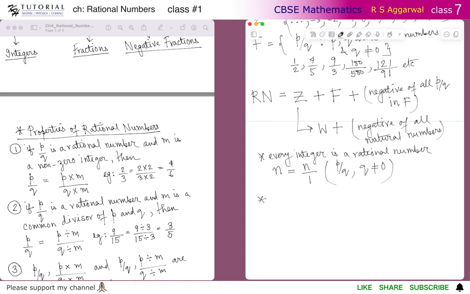Since every integer is a rational number, of course this will mean that every whole number is a rational number. Also, every natural number is a rational number.